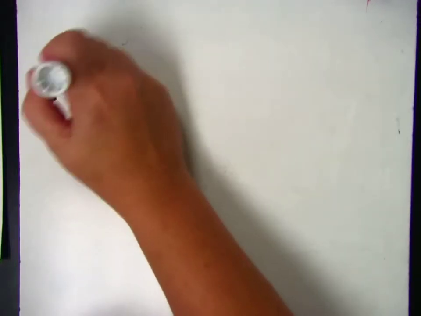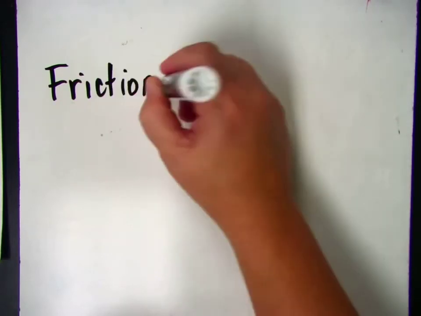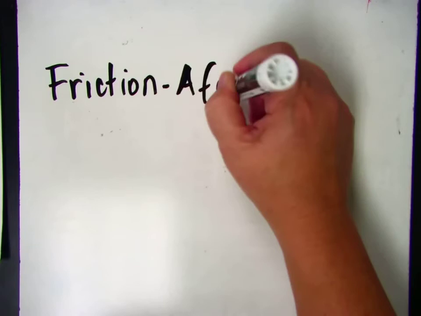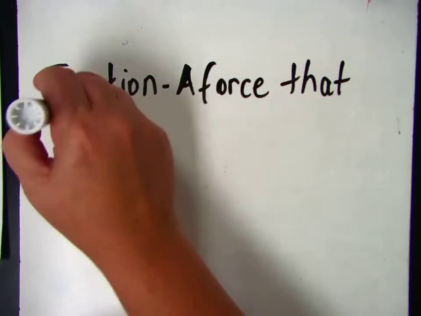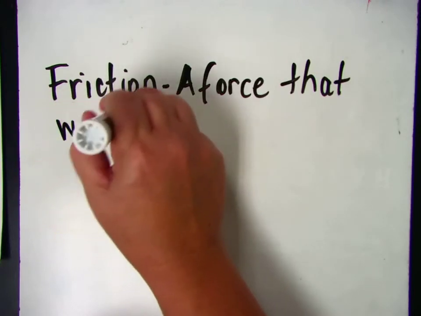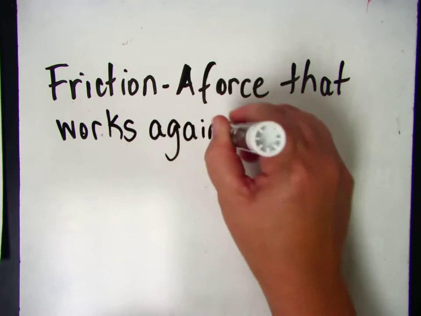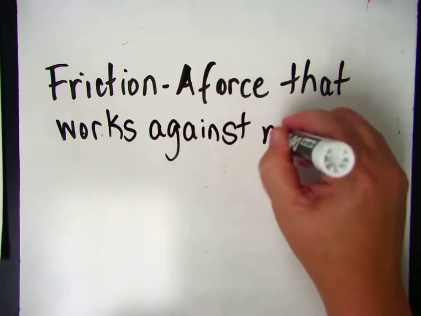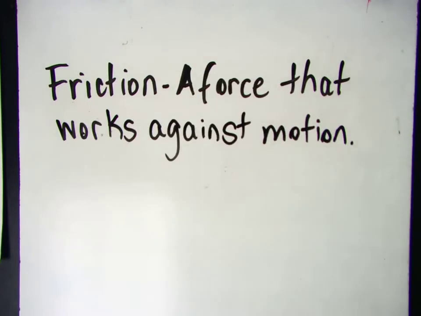We're going to talk about friction, and we need to remember the definition of friction. Friction is a force that works against motion. And friction is the thing that helps things to slow down. If you think about a car that's moving along the pavement, it slows down because of friction.